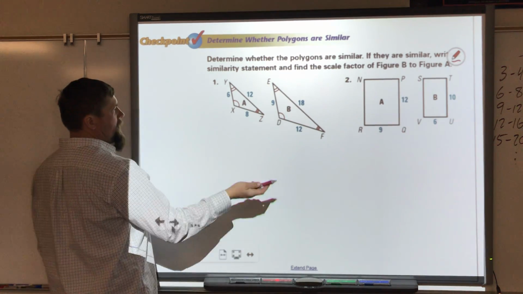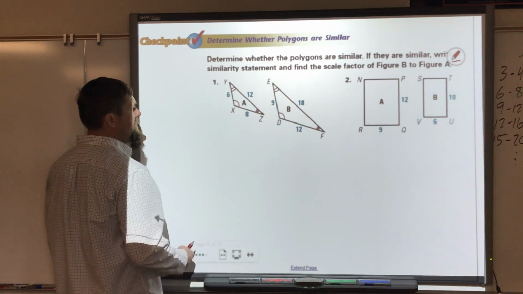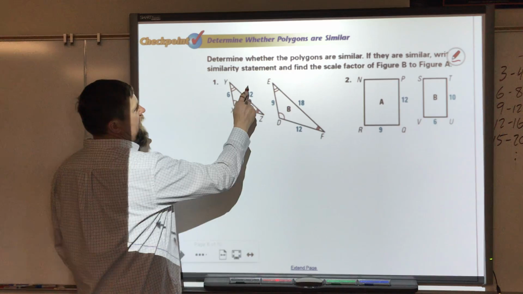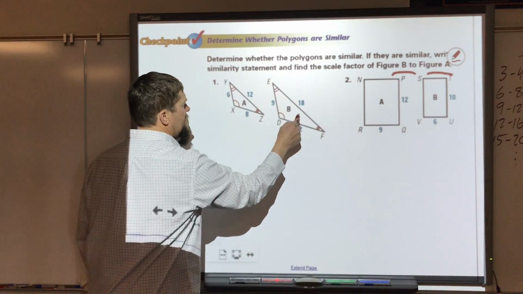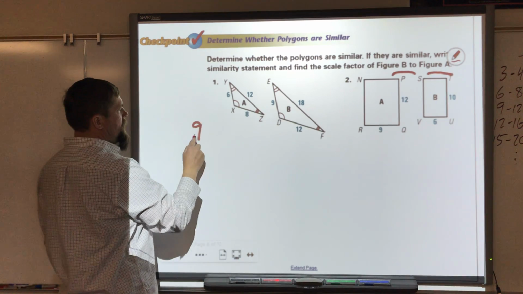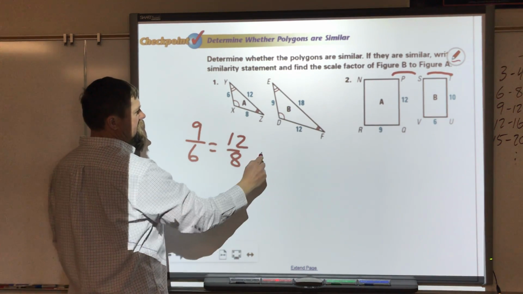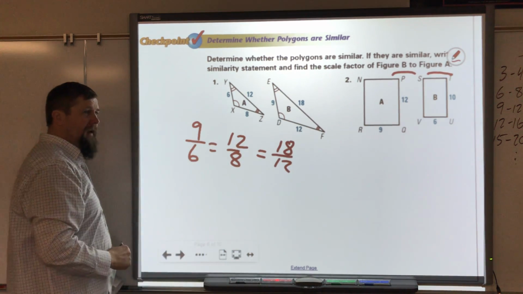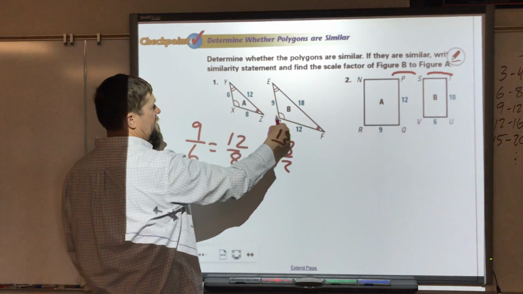I'm just going to go ahead and quickly do this. You can pause the video right now and come back and let me finish it. But I'm going to show you that it says figure B to figure A. So we're talking B to A. So 9 over 6, is that the same as 12 over 8? Is that the same as 18 over 12? If they are all the same, they are similar because all the angles are already congruent.